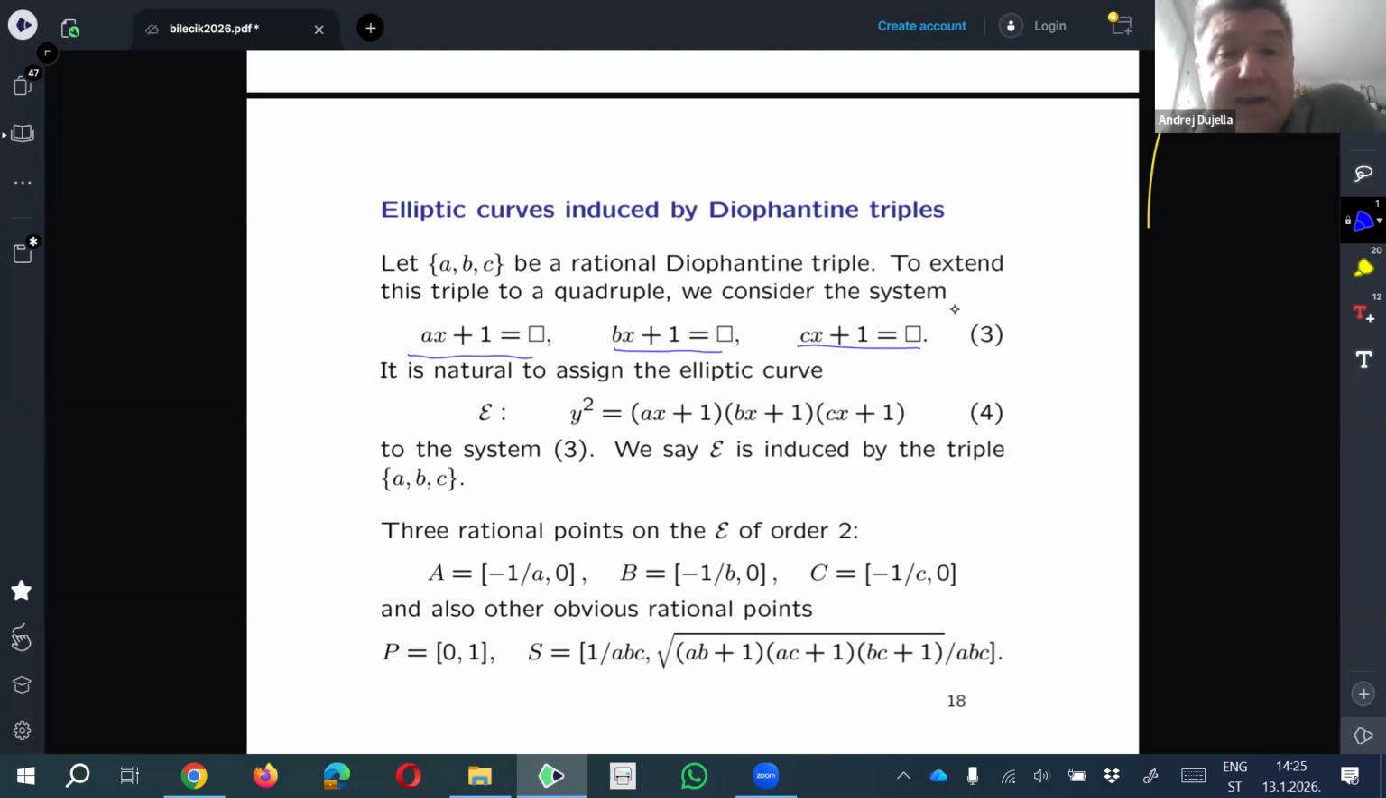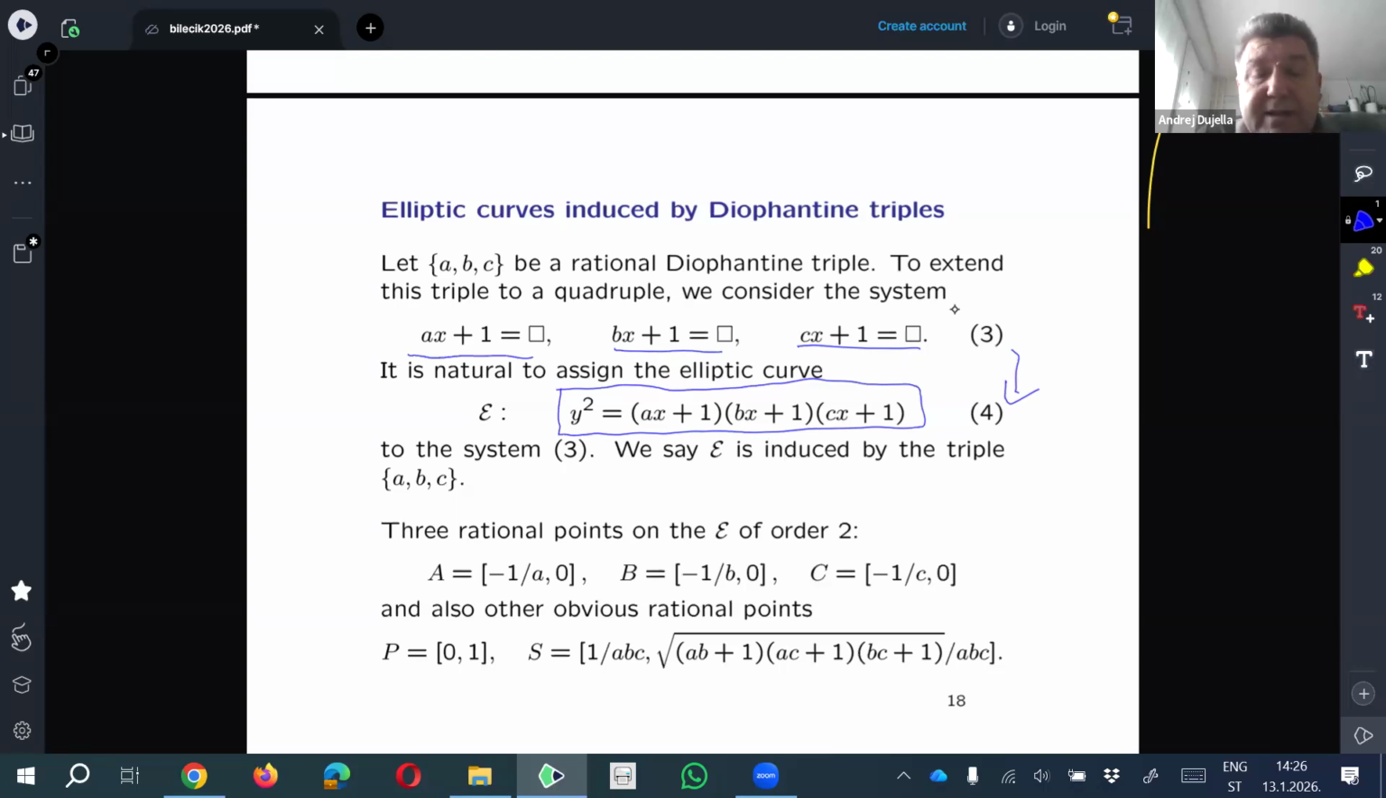If we multiply these three conditions, then we get one condition of this form. So we have a square and a cubic polynomial with distinct roots, namely we have an elliptic curve. So this gives a principal connection between Diophantine triples and elliptic curves. What can be said about this curve, why might it be interesting and important?